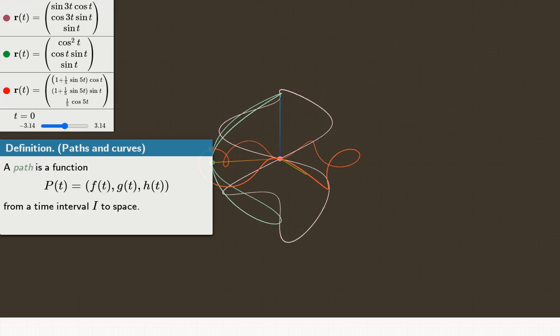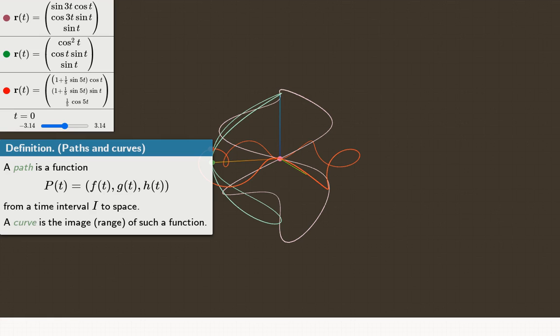Okay, now we can do something more interesting than just straight lines and planes. A path is a function from a time interval into 3D space. So here I've plotted a few paths. They look pretty neat. I've written the x, y, and z coordinates vertically just to save space. Then a curve is the image of such a path, so all the outputs of that function.